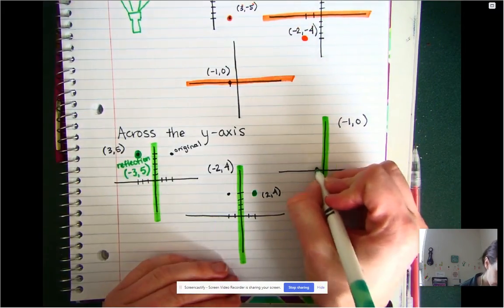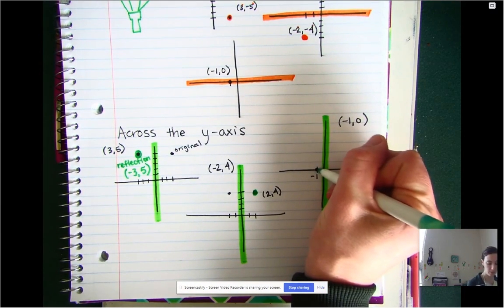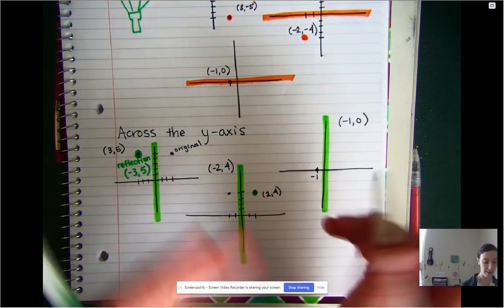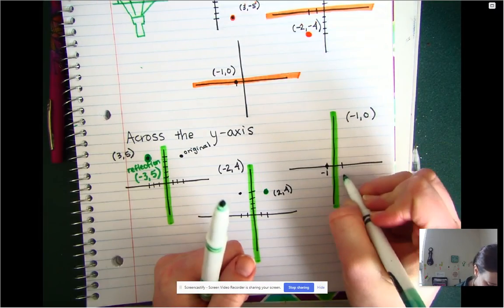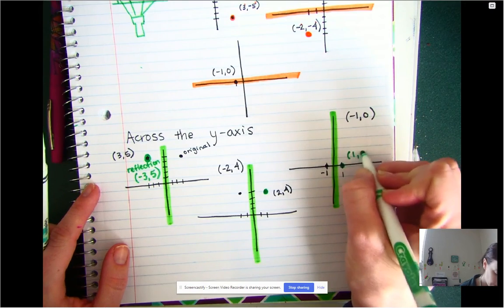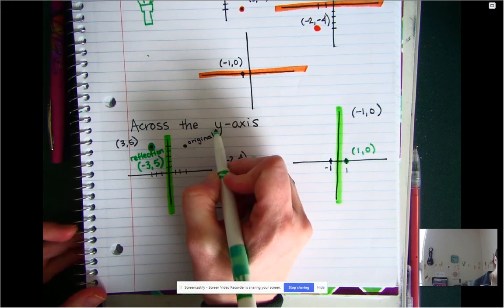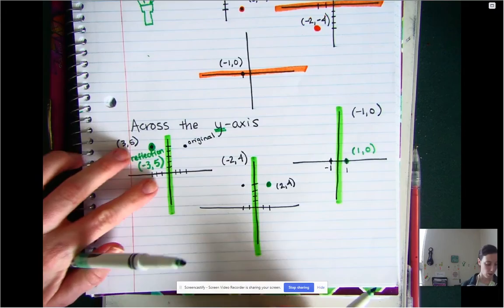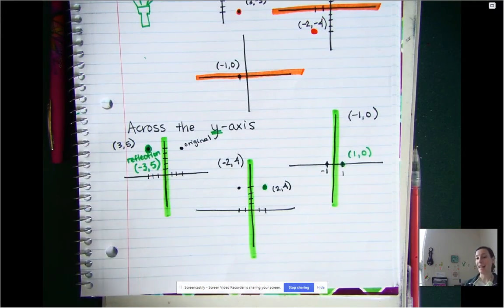And then lastly, (-1, 0). Now this time it actually has somewhere to go, right? Whoop. It's going to go to (1, 0). Notice what changed. So in all of these, when we reflect across the y-axis, the y-coordinate always stayed the same. The x-coordinate became the opposite.